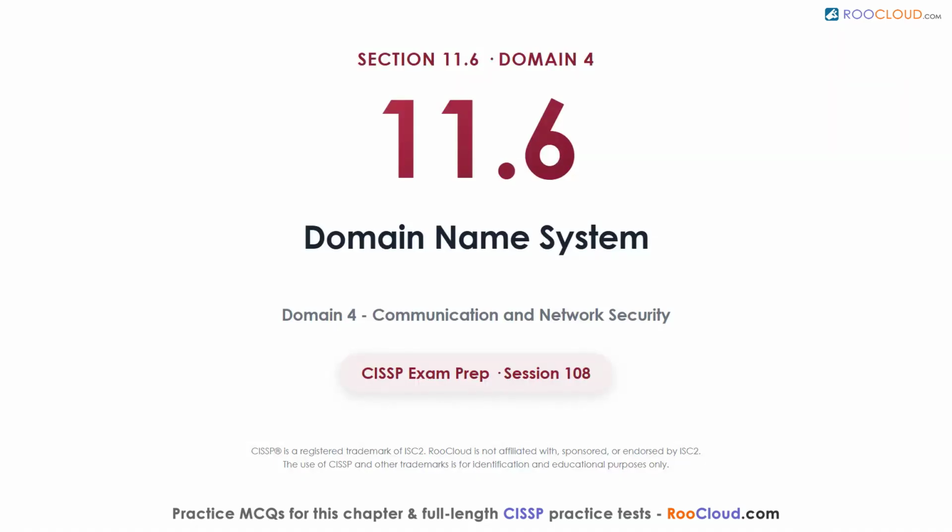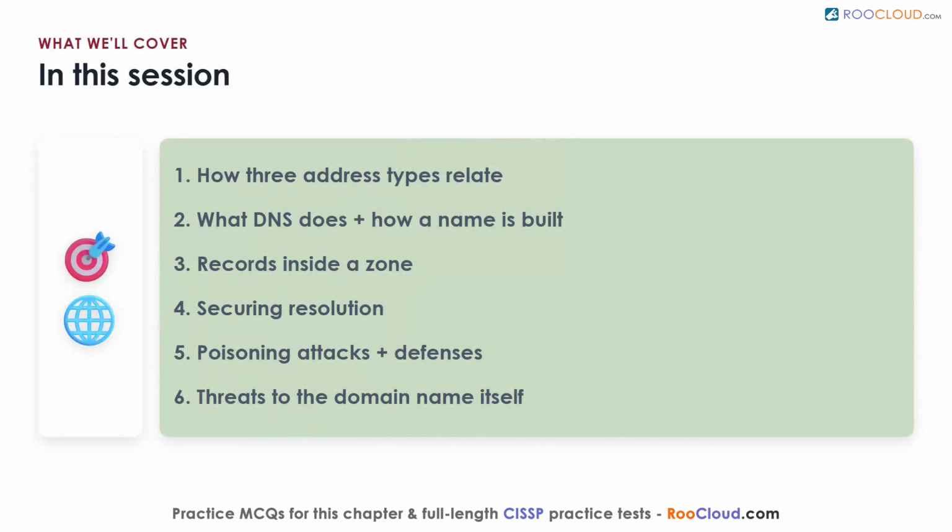Welcome to section 11.6. This is the 108th session of the CISSP Exam Prep series. In this session, we'll unpack the naming system that turns readable names into addresses. We'll answer several questions. How do the 3 kinds of address relate?